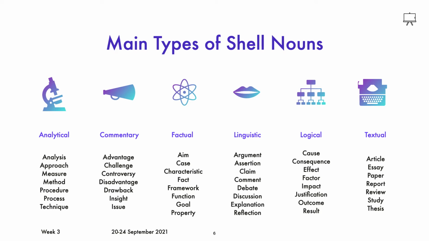So the first type will be analytical. You may use nouns such as analysis, approach, measure, method, procedure, process, and technique, and more.